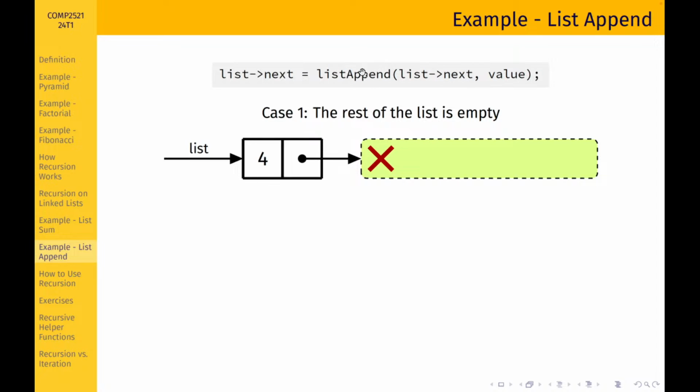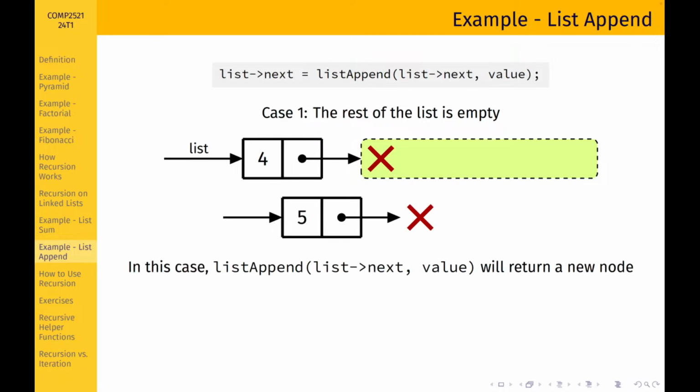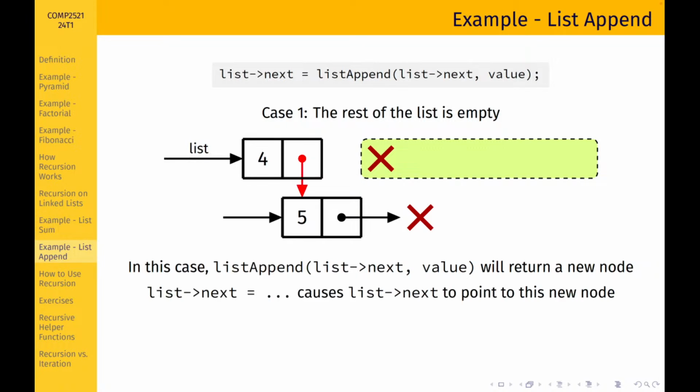This function is going to return a new node. So list append list next value will return a new node, and then here is the left part: list arrow next equals. That is going to cause the new node to be attached to the list. So this is the change that happens as a result of list next equals list append. This assignment sets list next to point to the new node.